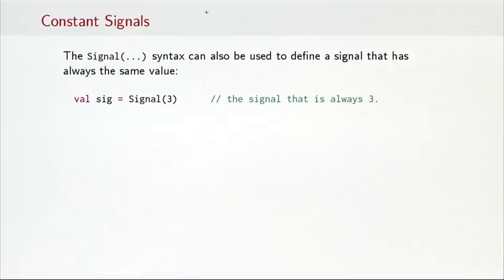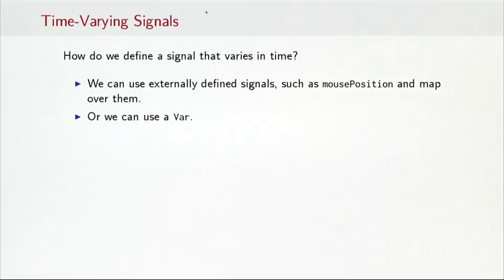So we've seen the signal syntax to define the rectangle signal in terms of the mouse position signal, but it can also be used to define a signal that has no dependencies and always defines the same value. So for instance, Signal(3) would define the signal that was constant 3. That was always the number 3. So we've seen constant signals, but how do we define a signal that varies in time?